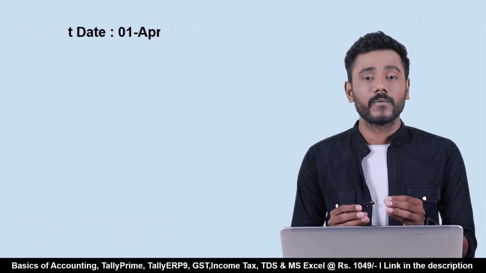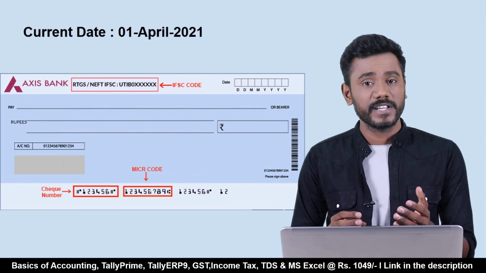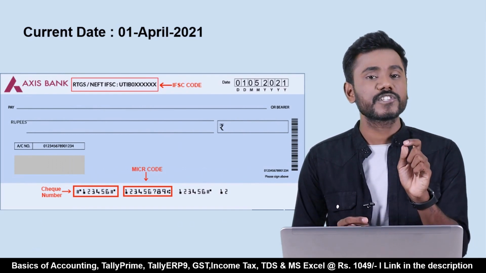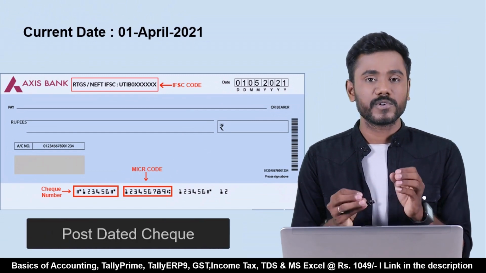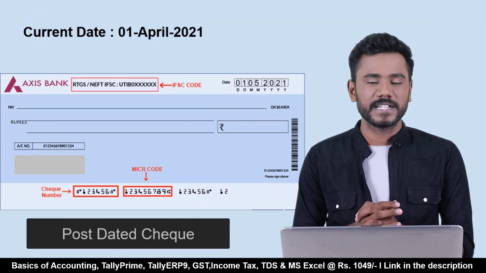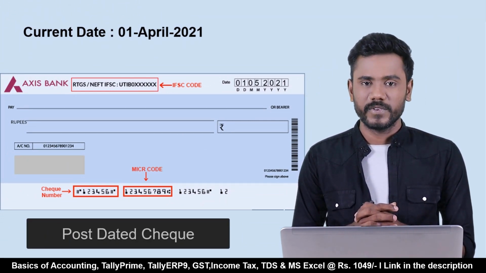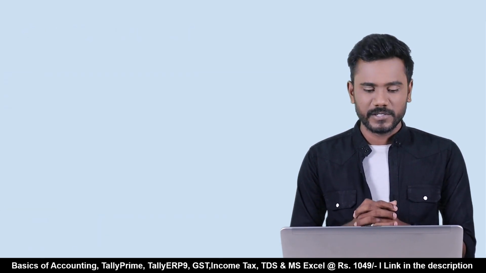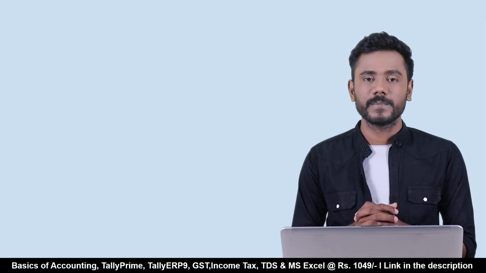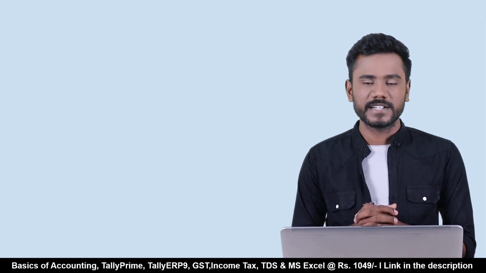Right, and if you are on 1st April and you are receiving a check which is dated 1st May, so that on the check the date mentioned is 1st May, then you should treat that check as a post-dated check. A check written with a future date is known as what? Post-dated checks. So now in the Tally application we are going to create post-dated checks.